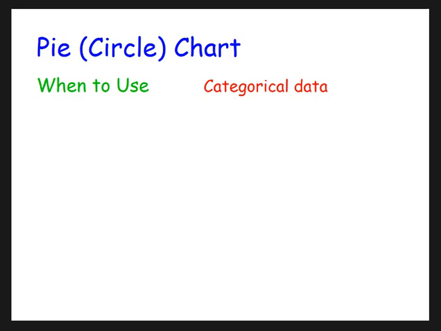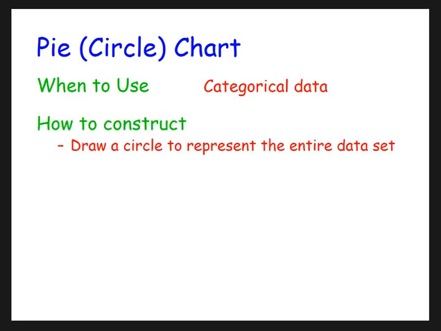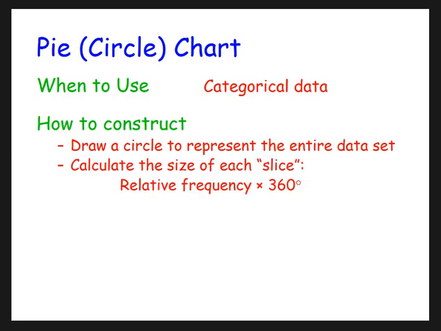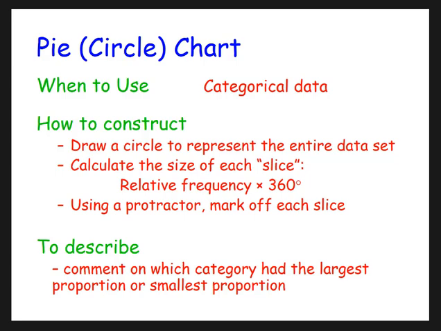A pie chart is actually very similar to that segmented bar chart. Again, using categorical data, we are representing the whole data set. Each slice is a relative frequency times 360 degrees. Now, we're not going to use a protractor. We have technology to make those perfect, so we're not going to worry so much about measuring out the degrees. This is used to describe parts of the whole.